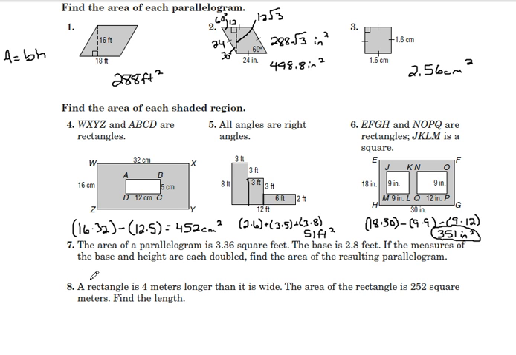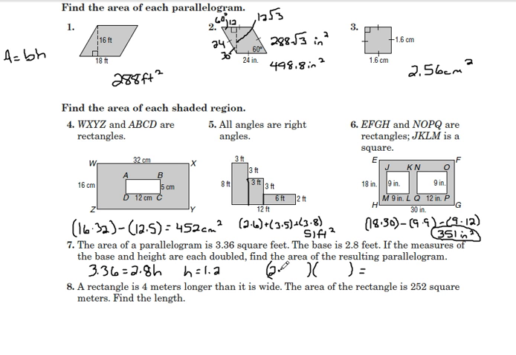Well, using our formula A equals BH, I know the area is 3.36. I know the base is 2.8. But I don't know the height. If I divide both sides by 2.8, the height comes out to be 1.2. So now I know the base and the height, and I need to double those. I'll show that here.